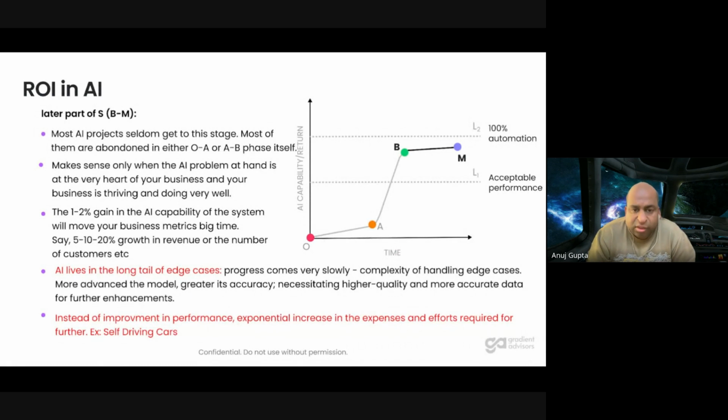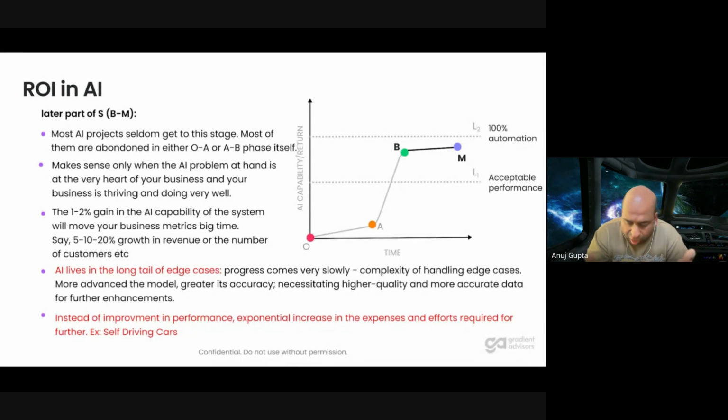So AI lives in the long tail of edge cases, right? No matter how good your AI system is, there will always be a couple of edge cases that it is not able to handle. And as you try to go after those edge cases, as you try to push the model to greater accuracy, what you require is better data sets, more compute, and better algorithms, right? So instead of seeing an exponential improvement in performance, for a marginal improvement in performance, the effort and the overall ingredients see an exponential increase, which is why the curve starts to stagnate, right? So today, if you look at, for example, self-driving cars, right?